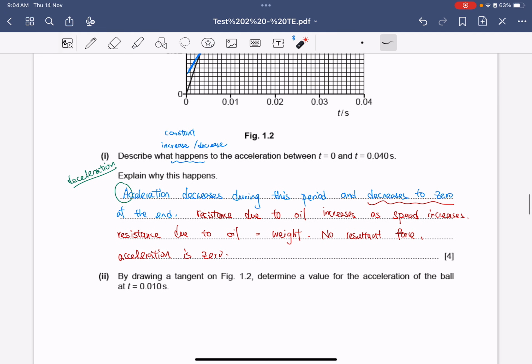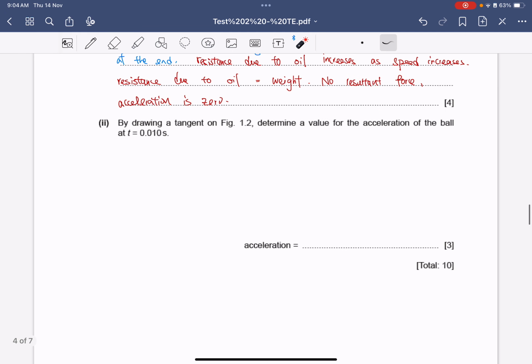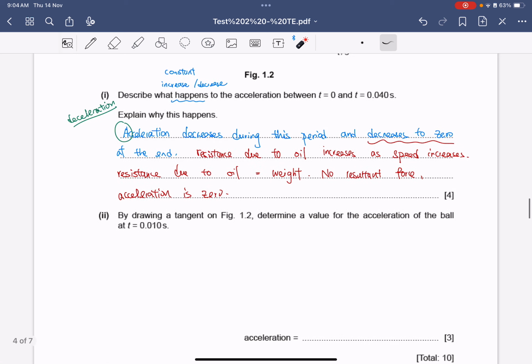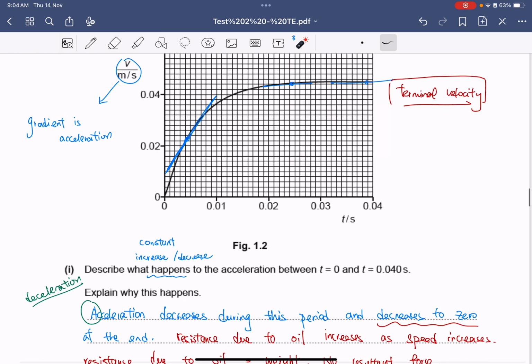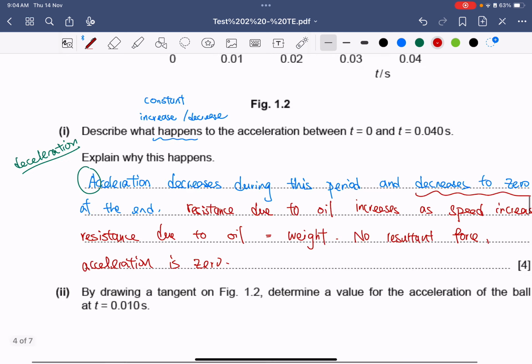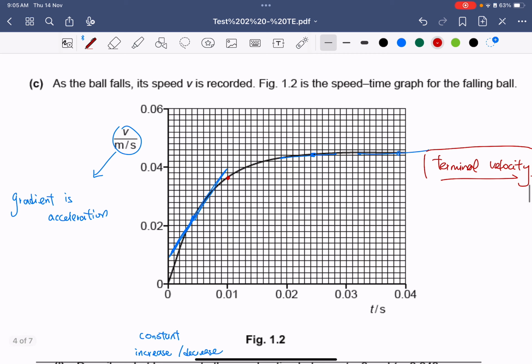Okay, now next one. By drawing a tangent on figure 1.2, determine the value of the acceleration of the ball at t equals 0.01 second. So 0.01 second is here. Let me use another color. Here, yes, 0.01. Draw tangent.